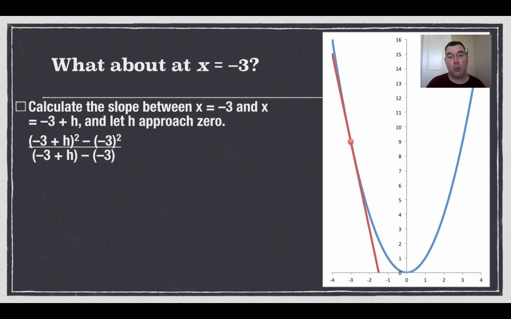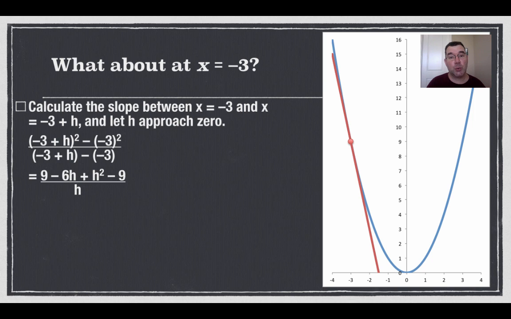So once again, to get the y values, I'm still dealing with y equals x squared. So to get the y values, I'm just going to square those x values. So on the top, I've got negative 3 plus h squared minus negative 3 squared. And then on the bottom, I'm just subtracting the x's, negative 3 plus h minus negative 3.